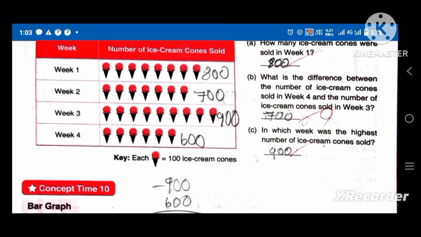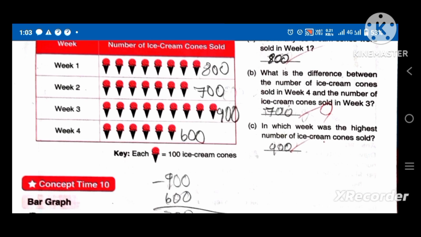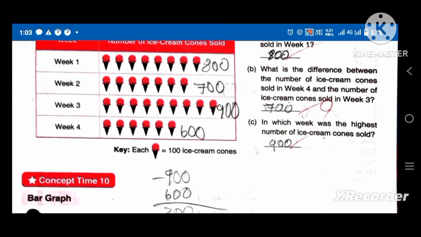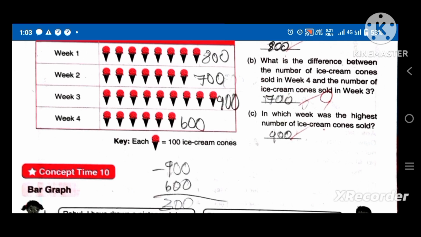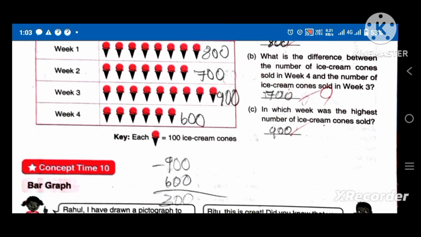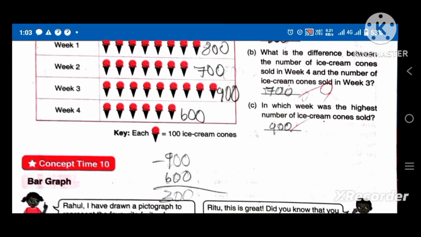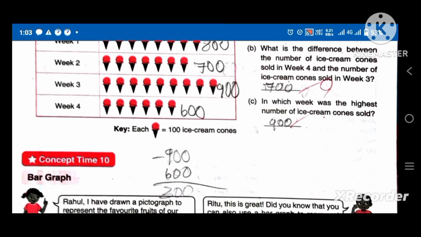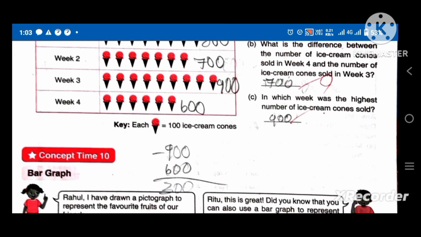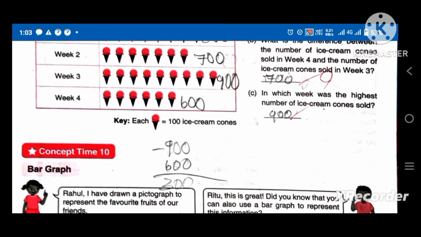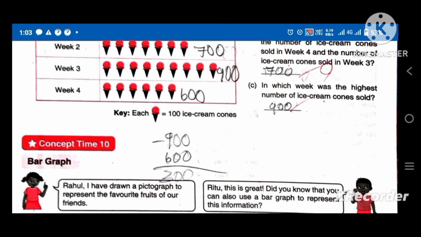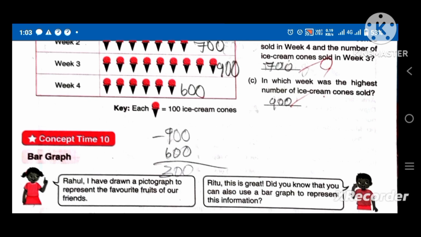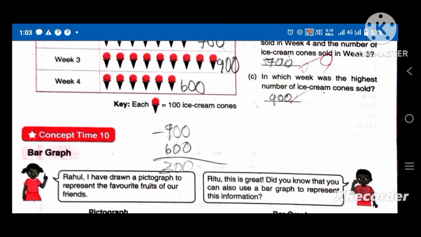A. How many ice cream cones were sold in week 1? 800. B. What is the difference between the number of ice cream cones sold in week 4 and the number of ice cream cones sold in week 3? 300. C. In which week was the highest number of ice cream cones sold? Week 3.